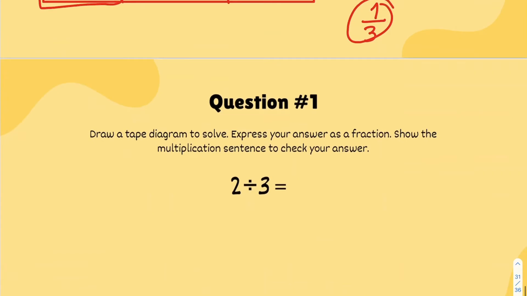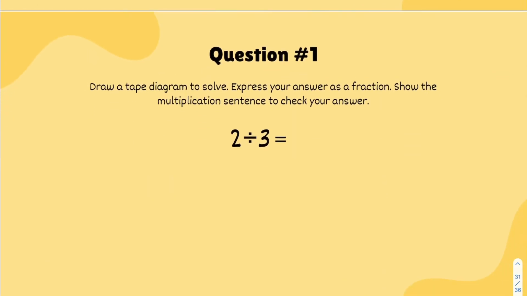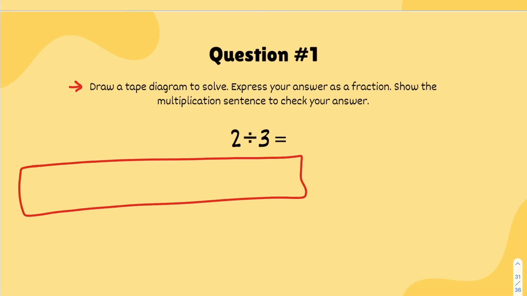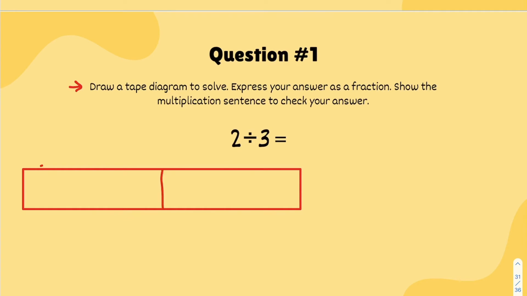Let's continue. We're going to do it one more time just so you can understand it. Same exact instructions: draw a tape diagram, express your answer as a fraction, and show the multiplication sentence to check your answer. I'm going to first draw my tape. I'm going to split it in half because here we have 1 and here we have 2, and that's the 2 from right there. The next thing we're going to do is split this up into thirds, or just split it up into 3. Okay, so there it is in 3.